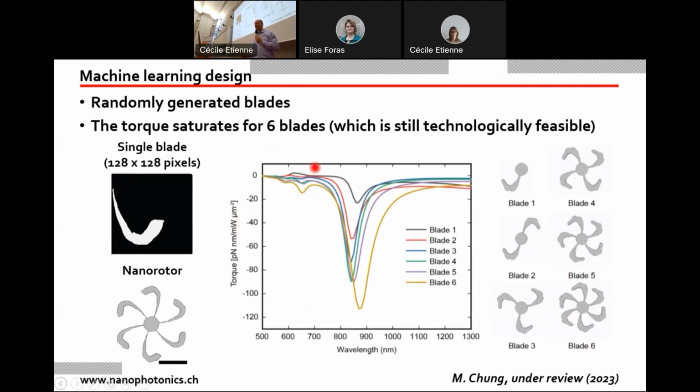We see that when we go from 1 blade, 2 blades, 3, 4, 5, 6, we increase the torque, so it will rotate better. But also going beyond 6 becomes quite challenging in terms of technology, because in that case, it becomes all very tight, and that's difficult to really get fabricated. That was the main challenge. We didn't want to just do the machine learning, but come up with designs that we would be able to fabricate afterwards.